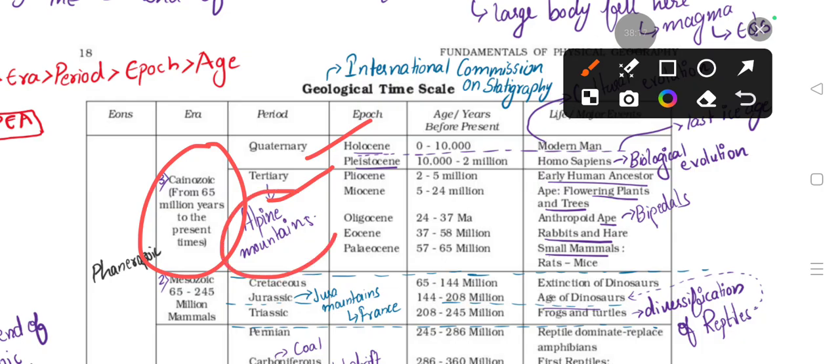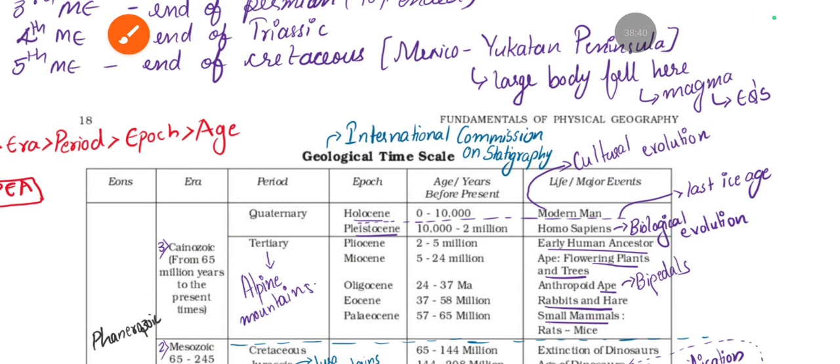Okay, at the Tertiary we have seen the formation of the Himalayas, Andes and other alpine mountains. And Tertiary can be divided into different epochs like Pliocene, Miocene, Oligocene, Eocene and Paleocene. And during this particular period of time, rats, small mammals and apes, flowering plants and trees all originated. Even the early human ancestors originated during this period.